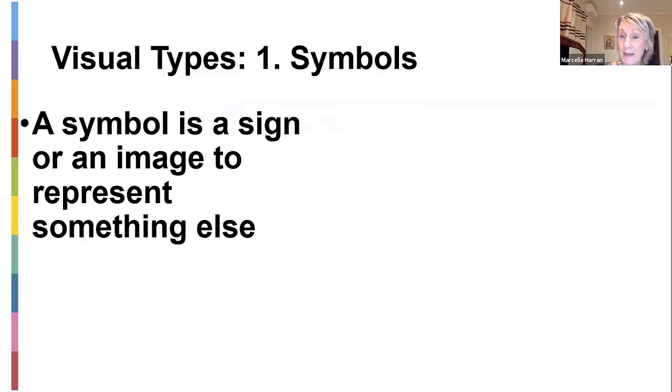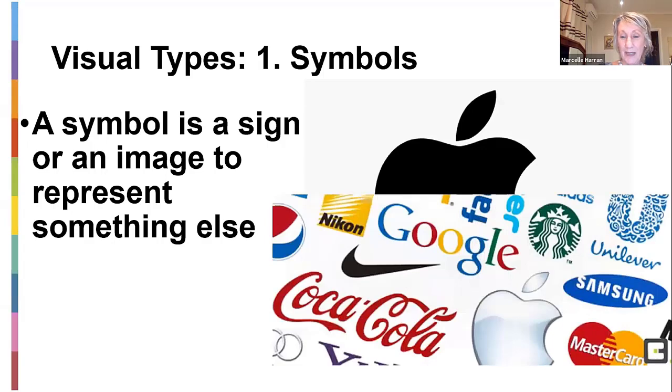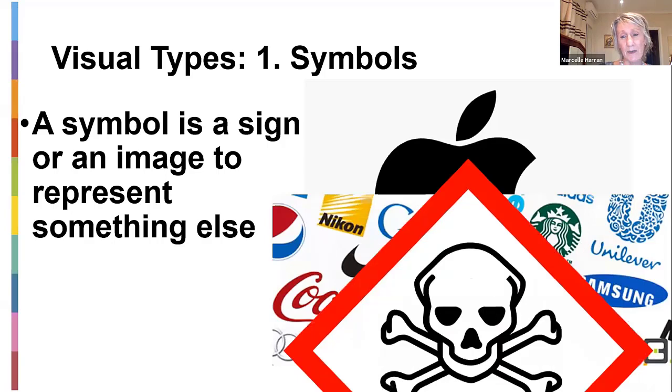First, I'm going to look at symbols. This is a sign or an image to represent something. So as you have a sign to represent something, for instance, what is that? That is the Apple iPhone, and all of you should recognize that. There's a whole lot from MasterCard to Starbucks to Google to the Swish for Nike, Coca-Cola. So these are all different images and symbols that we see all the time.